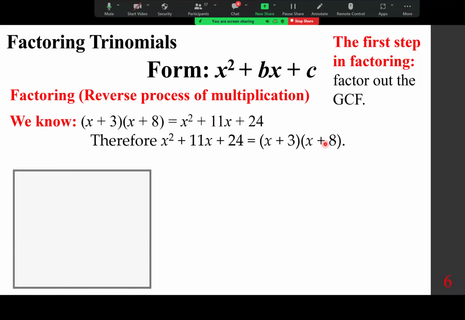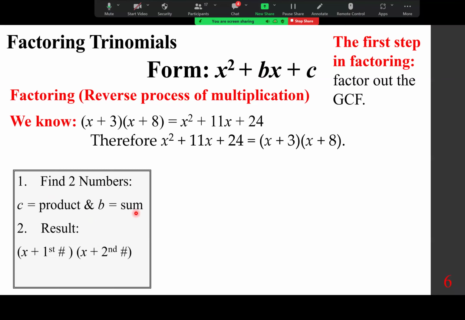So how do we find the positive 3 and positive 8? We look at 24. We say we want to find two numbers such that the product is 24, namely C, and the sum is 11, namely B. So we want to find two numbers. The product is C, the sum is B, and the result is simply x times the first one and then x times the second one in this manner. All right. So you look for two numbers to do the job.